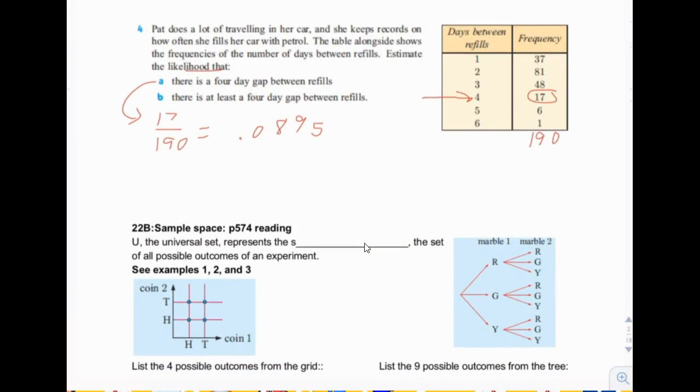Okay, so B. There is at least a 4-day gap between refills. So that would be between 1 and 3 days between refills, which would be these numbers added together, 37, 81, and 48, which gives 166. So 166 divided by 190 is equal to 0.874. Okay.